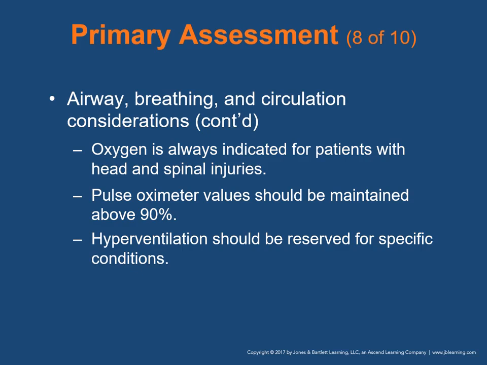Pre-hospital administration of high-flow oxygen is indicated for patients with head and spinal injuries. Pulse oximeter values should not fall below 90% and ideally should be 95% or higher. Hyperventilation, or ventilating too fast or with too much force, should be reserved for specific conditions and performed under specific guidelines because it can increase the severity of head injuries, and it should be avoided except in cases where signs of herniation have been identified.